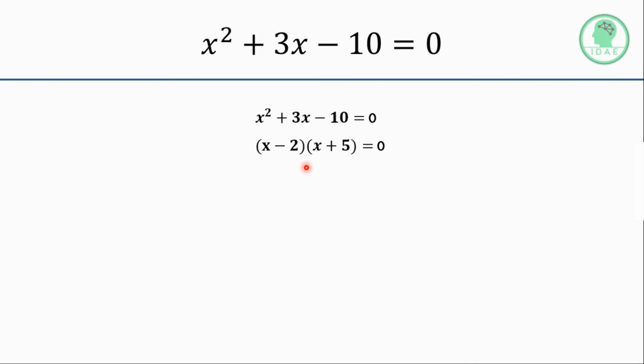So what we can do here is we can say x minus 2 equals 0 or x plus 5 equals 0. Perfect. Now, moving forward, we can simply add 2 to both sides in this equation, and we get x equals 2, and simply subtract 5 from both sides in this equation, and we get x equals negative 5, all right? So we say x equals negative 5 or x equals positive 2, all right?